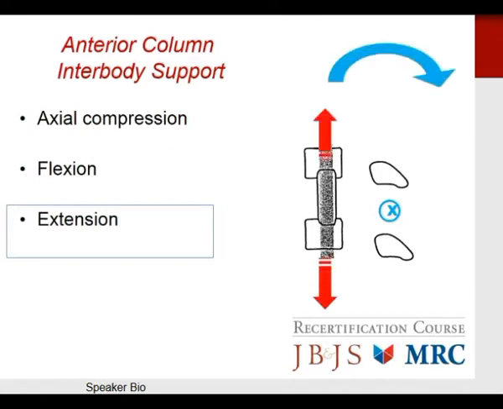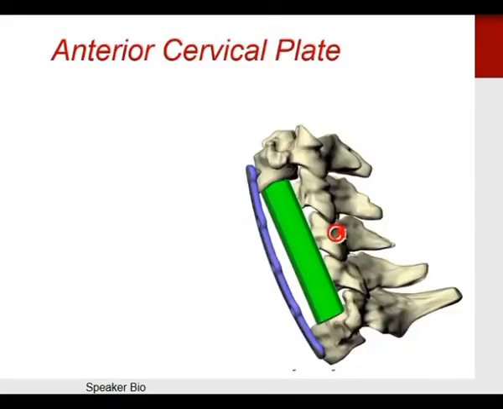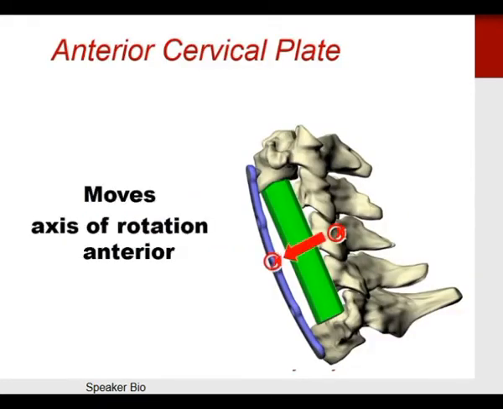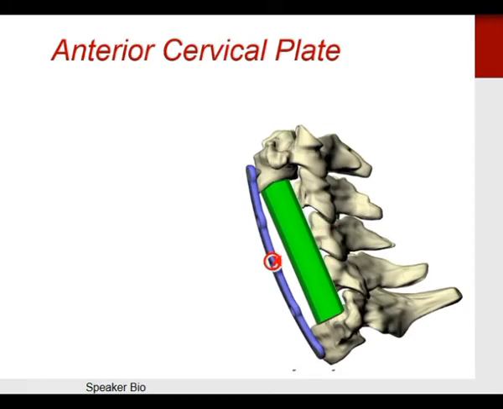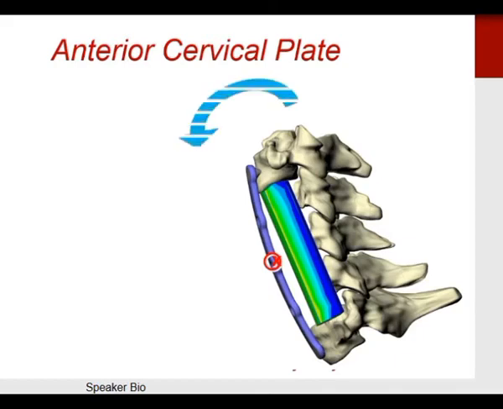What happens if you add a cervical plate? In this model with the instrumented cervical spine, it rotates the axis of rotation anteriorly to the plate. As a result, during extension, rather than unloading the graft, it acts as a nutcracker and therefore places the graft under compression. Similarly, during flexion, it relatively unloads the graft.